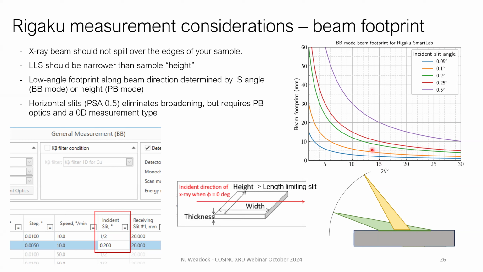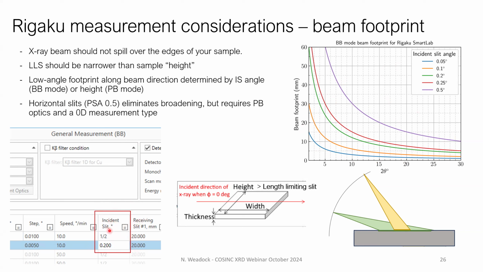And so we can see that for the default half-degree incident slit angle, any measurement below 12 degrees 2 theta is going to have some beam spilling over onto the sides of the sample holder. And so this is important to consider, particularly when you have smaller samples. You might want to refer to this chart, and you can change the incident slit angle in your measurement just by changing the value in this box here.